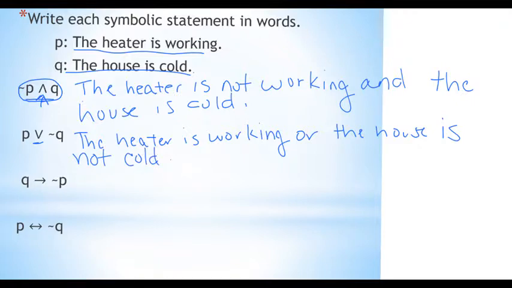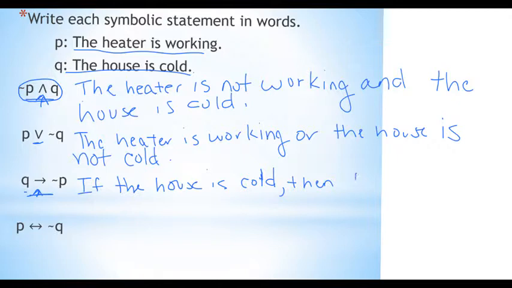All right, for our third one, here we have a conditional statement because we have that single-sided arrow there. So we're going to start off with if, and then we're going to put, because it's our if-then statement, we're going to put Q in there. So if the house is cold, then, and it's the negation of P, the heater is not working.